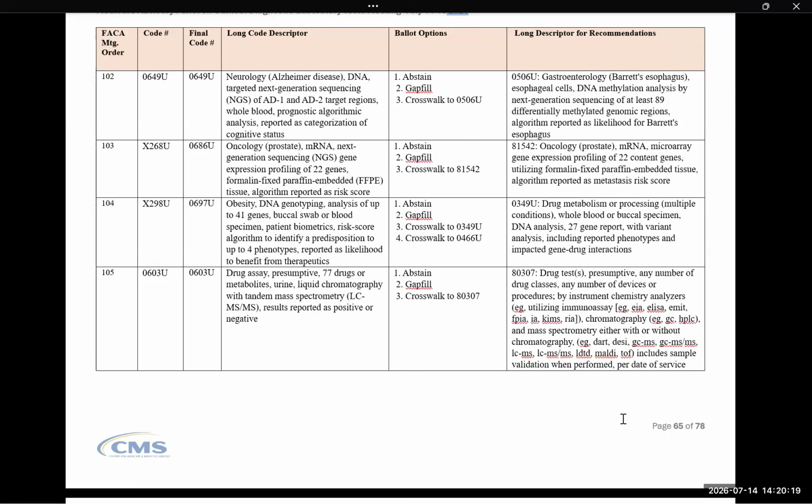Thank you. Are there any questions or comments on this code? All right, if not, panelists, please cast your votes.